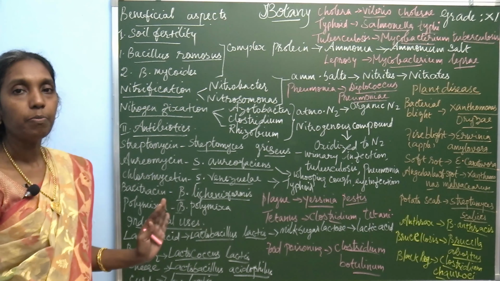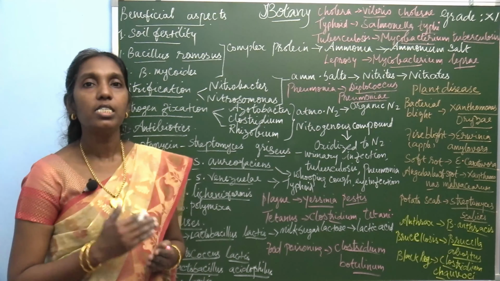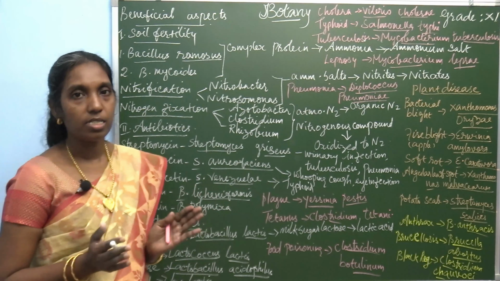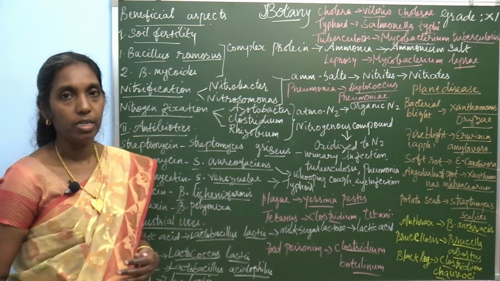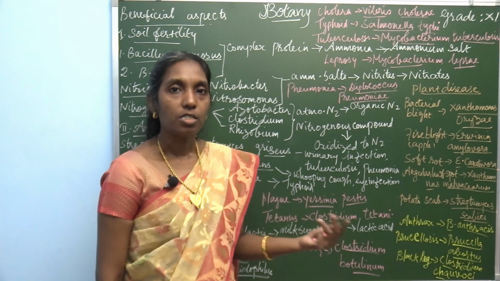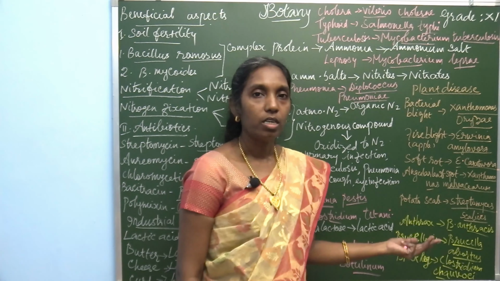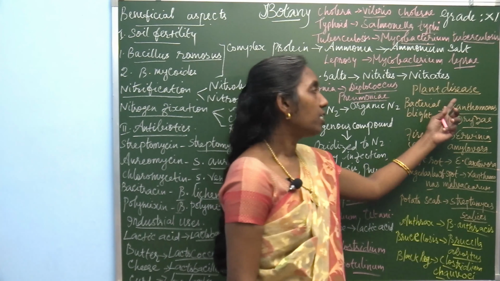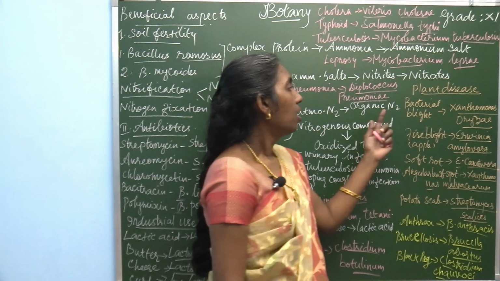At the same time, bacteria cause diseases in plants, animals as well as human beings. There are a number of diseases, plant diseases, animal diseases as well as human diseases. Let us see one by one what are the plant diseases caused by bacteria, what are the animal diseases caused by bacteria, and what are the human diseases caused by bacteria. First of all, let us see the plant diseases. There are a number of plant diseases.